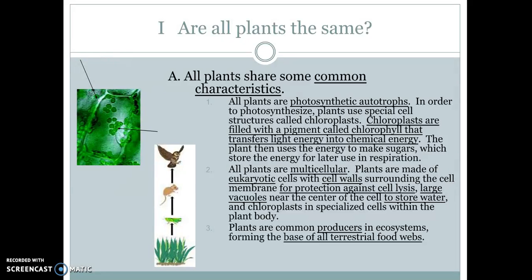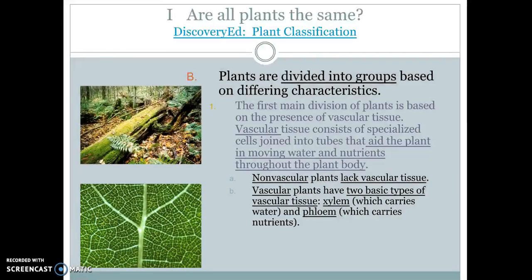All plants are multicellular. They're made of these eukaryotic cells. Remember, eu means yes, so eukaryotic cells do have a nucleus. They have cell walls around the cell membrane, which protects against cell lysis, large vacuoles near the center that store water, and chloroplasts in their specialized cells within that plant body to go through photosynthesis. Plants are the common producers in ecosystems, and they form the base of all terrestrial food webs.